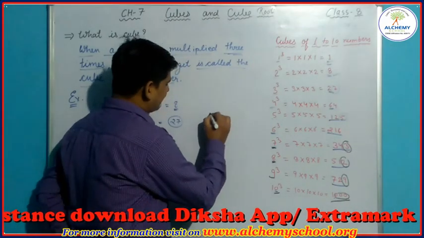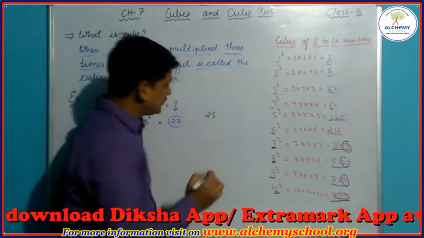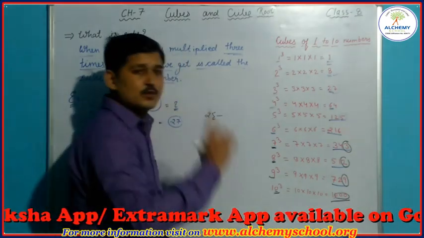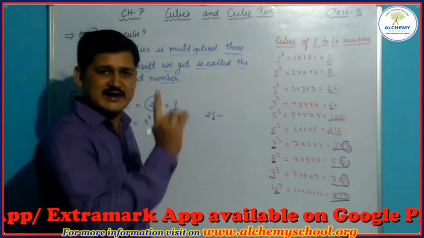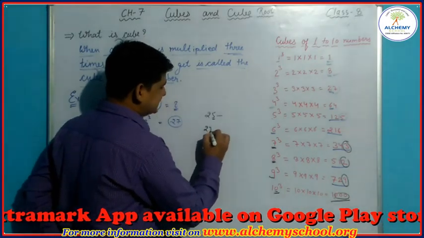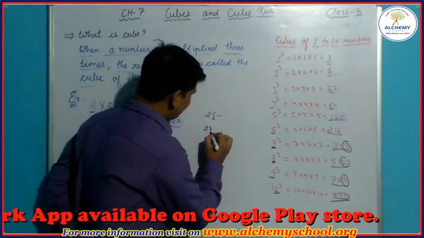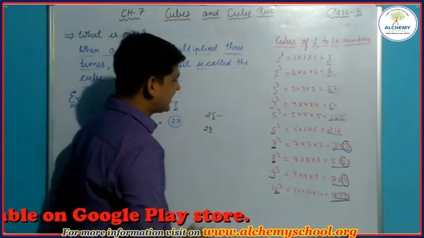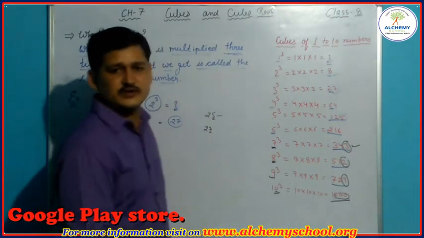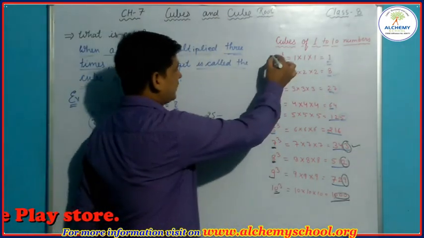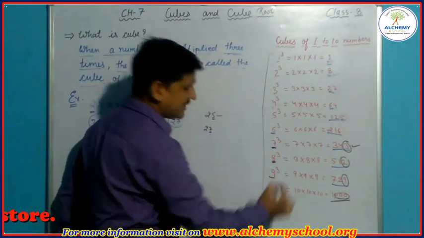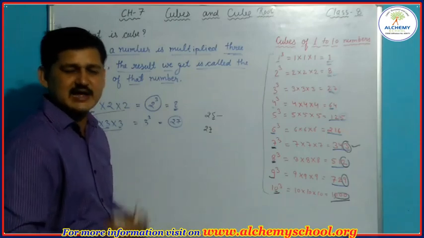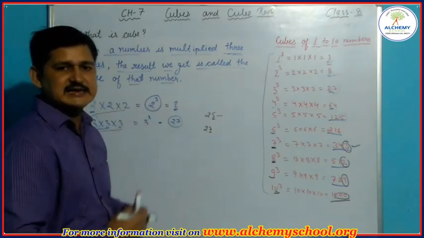Suppose we have the number 25. In 25 the unit place is 5, so the cube of 25 will also contain 5 on its unit place. If we have 27, we can see the unit place of 27 is 7, so the cube of 27 will contain 3 on its unit place. So you can remember this table to make your calculation easy. I hope you all have understood clearly how we can find the cube of any number.